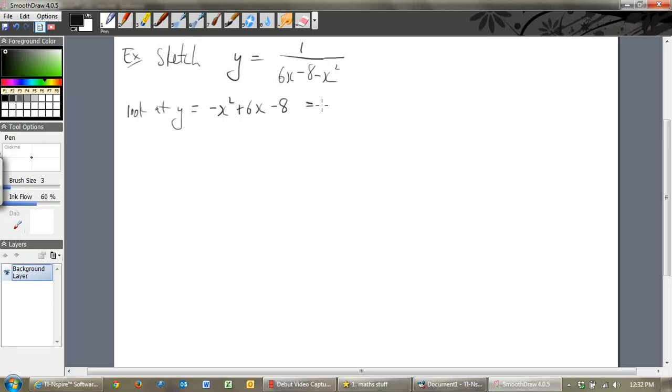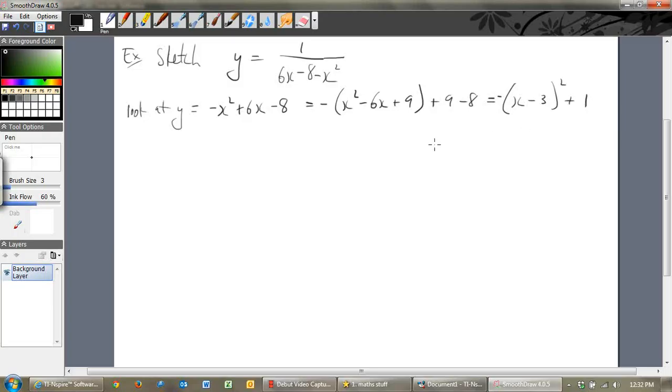I'm going to complete the square. So negative x squared minus 6x. I want to complete the square here. I need to add 9. I'm going to close the bracket there. What I've done is minus 9 here, because that's a negative out the front. I've actually effectively subtracted 9. So I need to add 9 minus 8 equals x minus 3 squared. Oops, negative out the front. Negative x minus 3 squared plus 9 minus 8 plus 1.